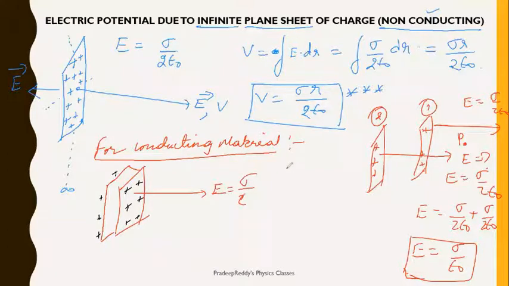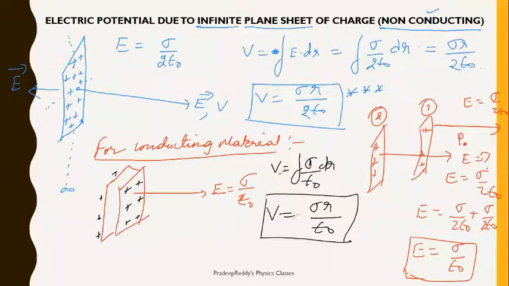Now, in order to find the potential, simply V is equal to the integration of sigma by epsilon naught into dr. V will be equal to sigma R divided by epsilon naught. This is the final expression. So just substituting that sigma by epsilon naught in this equation, you'll directly get the answer within one step. Only one step.